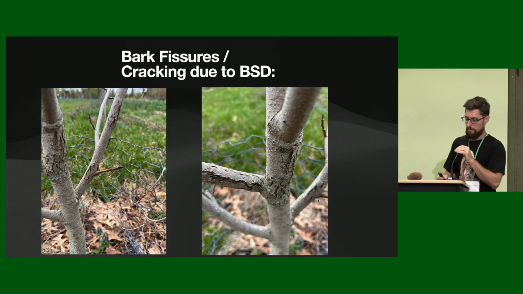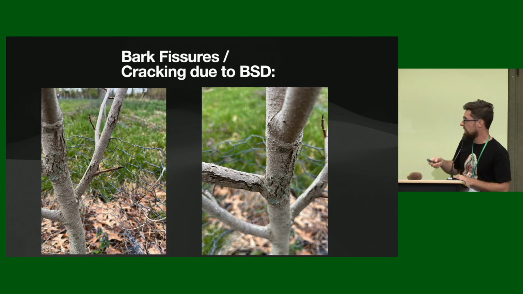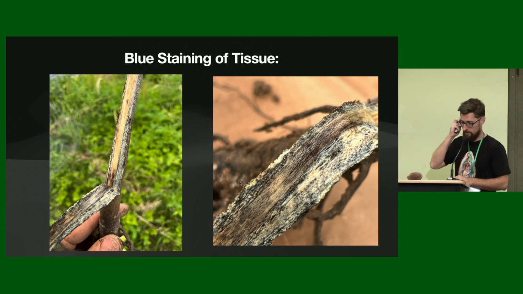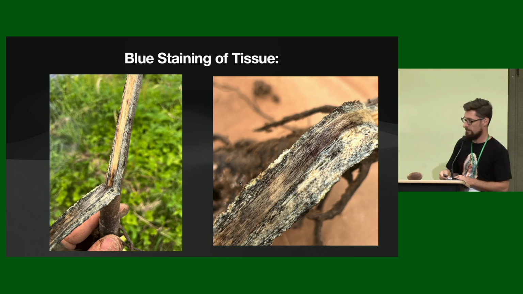These are the bark fissures and cracking due to BSD. You can see there's cracking here, right in there, and you can see the cracking here. The cracking follows the flow of sap through the cambium tissue. And this is the blue staining of tissue. When the bark is pulled back, you can see the staining on it. It's very, very obvious.